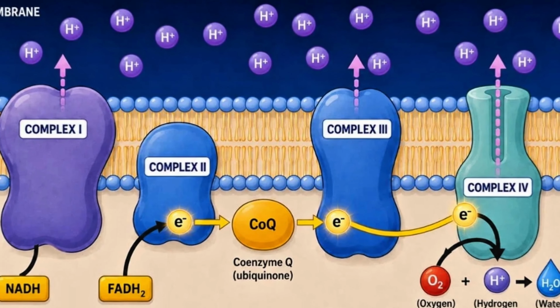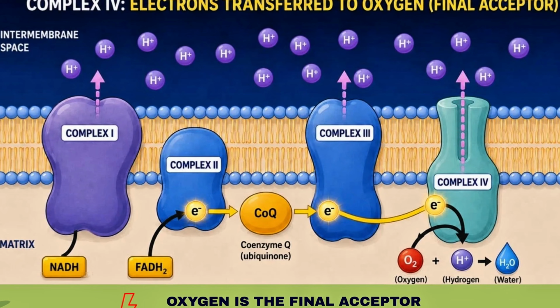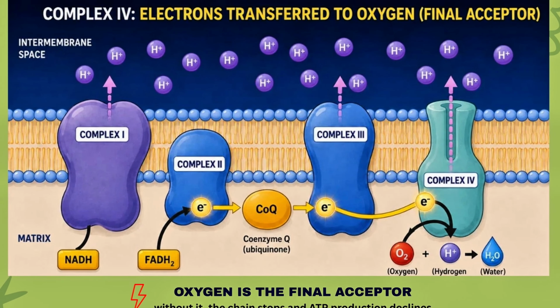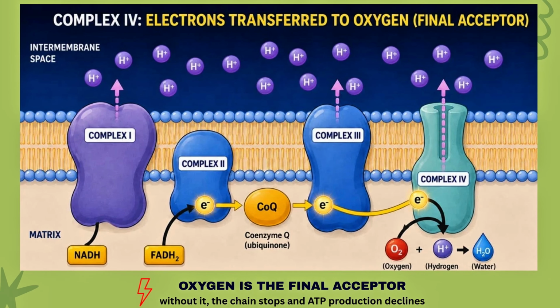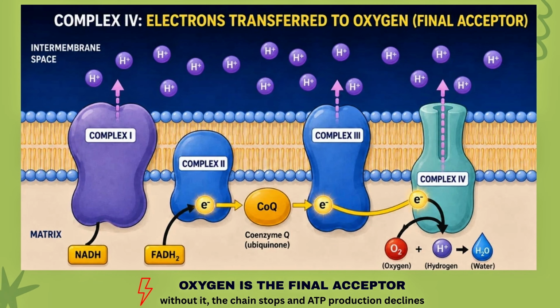At complex 4, electrons are finally transferred to oxygen. Oxygen acts as the final electron acceptor in the electron transport chain. Here, oxygen combines with electrons and hydrogen ions to form water molecules.